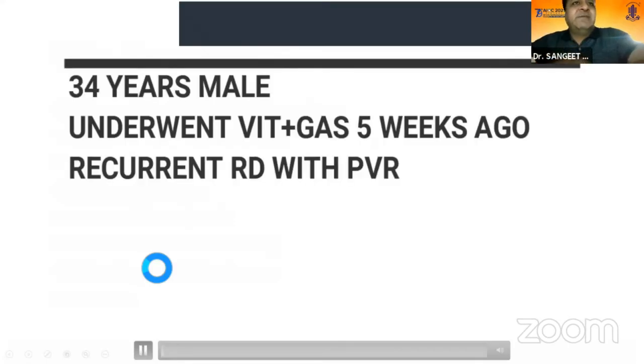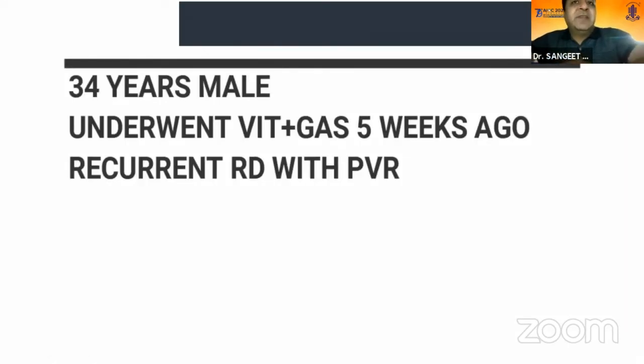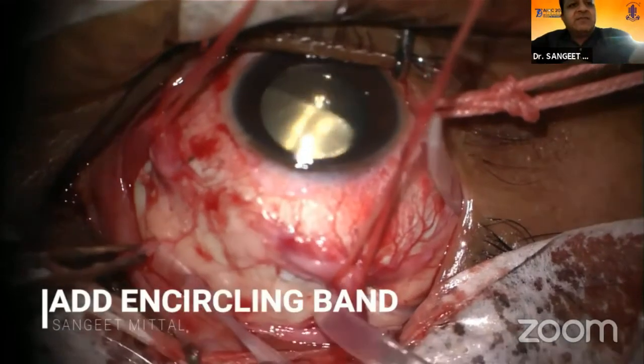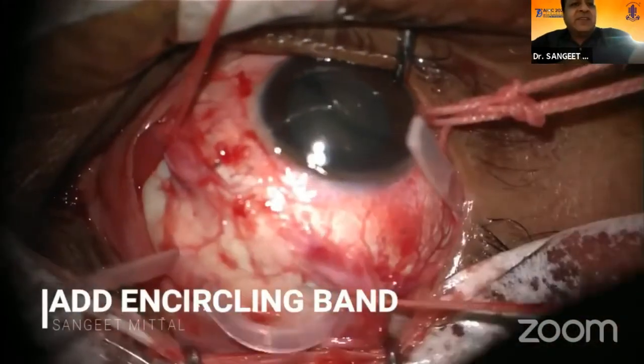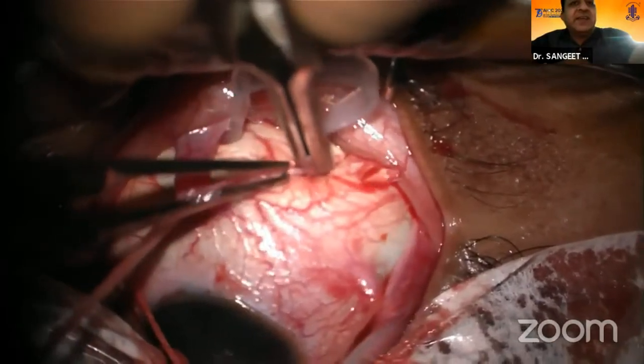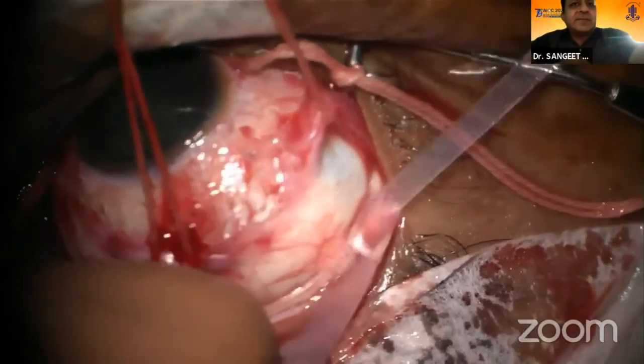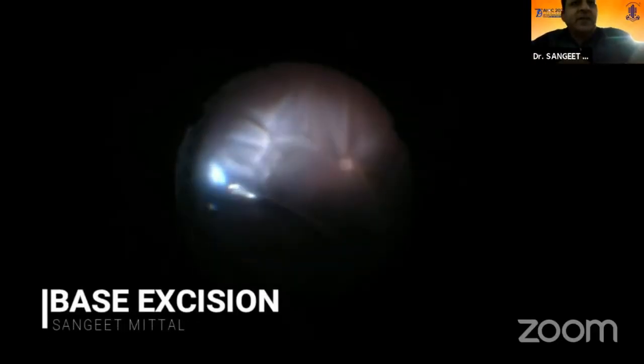So a few videos I'll be sharing. Recurrent retinal detachment. The muscle was not there in the primary surgery. Start a semi-tetanic band. Proper basics. As much vitreous as possible.